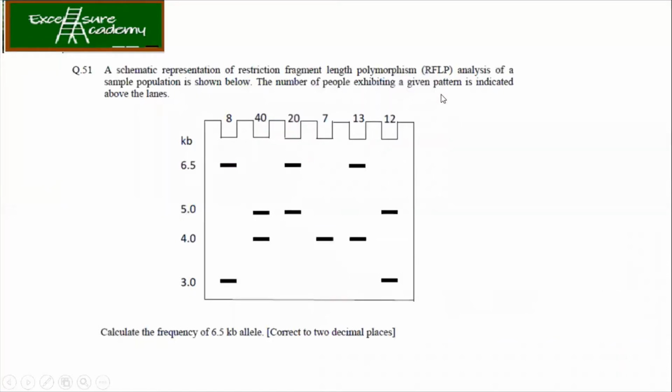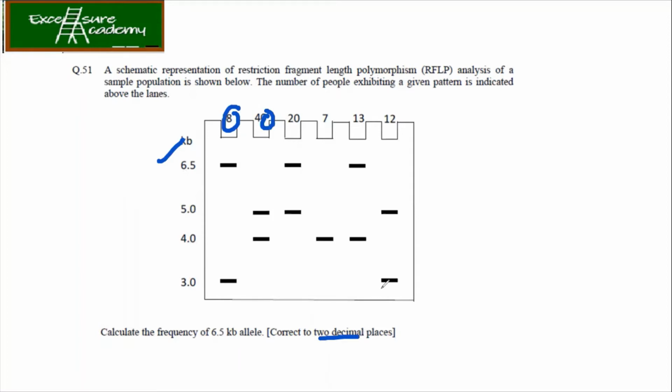Your 51st question is: a schematic representation of RFLP, that is restriction fragment length polymorphism analysis of a sample population, is shown below. The number of people exhibiting a given pattern is indicated above the lanes. So here these are the number of people. This is the length of the DNA, that is your RFLP. Different fragment lengths are given over here. Now what is the question they're asking? Calculate the frequency of the 6.5 kb allele correct to 2 decimal places.